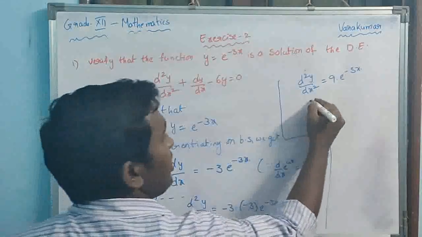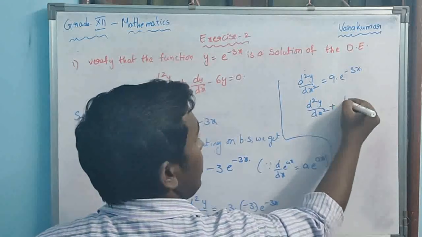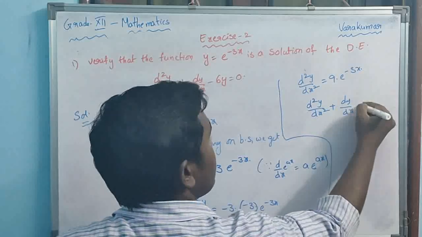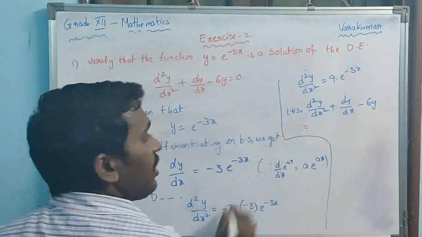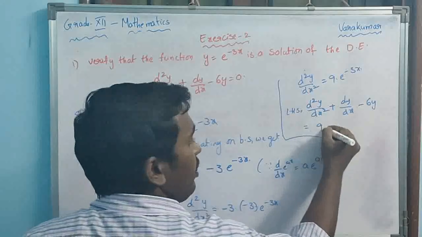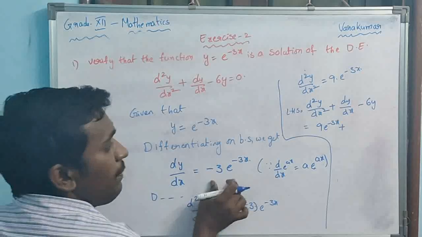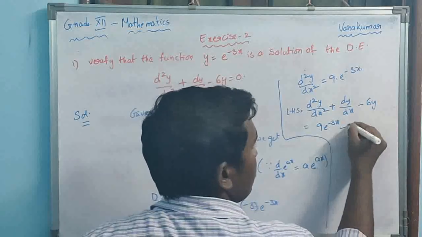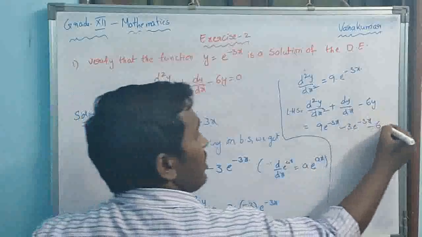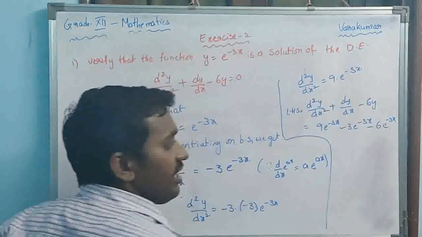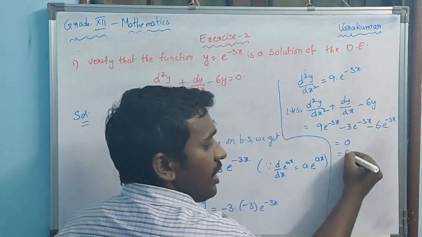So the function is d square y by dx square plus dy by dx minus 6y. This is the LHS. Now d square y by dx square I got as 9 e power minus 3x, plus dy by dx as minus 3 e power minus 3x, minus 6 into e power minus 3x. On the whole, plus 9 minus 9 is 0, which is nothing but the RHS.